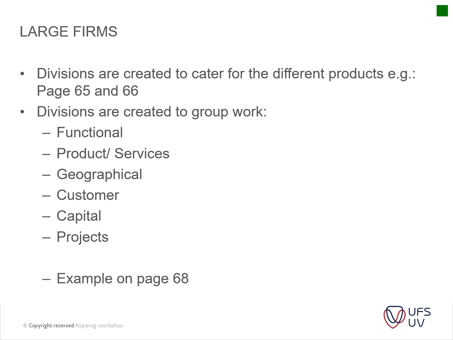So in your large firms, divisions are created to cater for different products, e.g. as listed on page 65 and 66. The divisions are created to group work according to the functionality, project services, geographical location, customers, capital, and projects. And then some examples are given on page 68. Okay, and then the second part of that video of motivation you can have a look at.